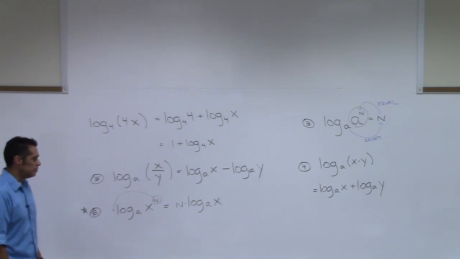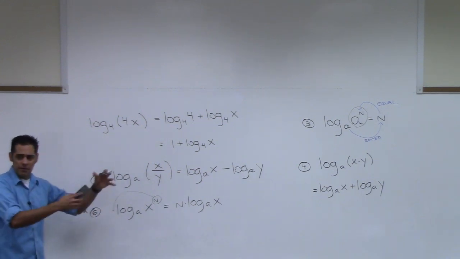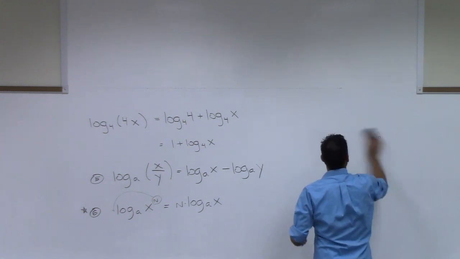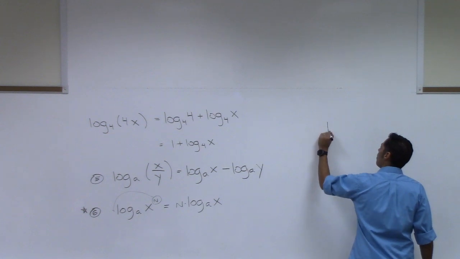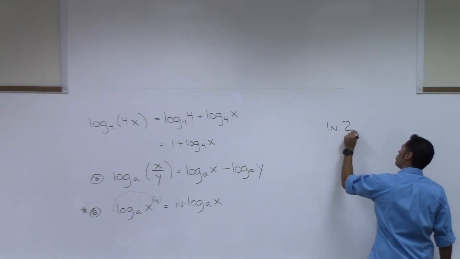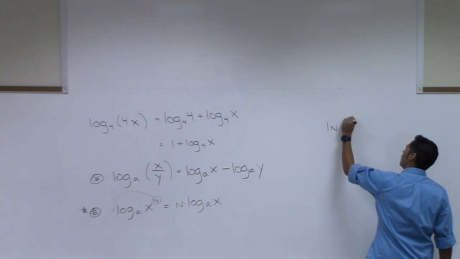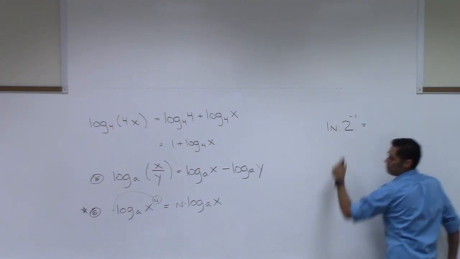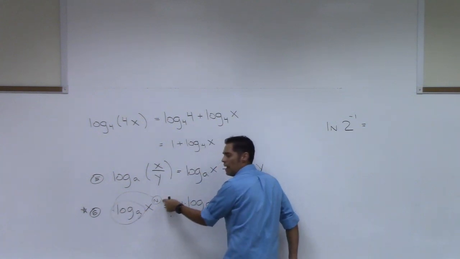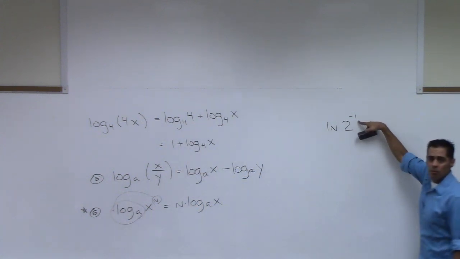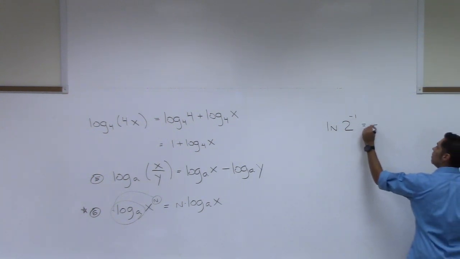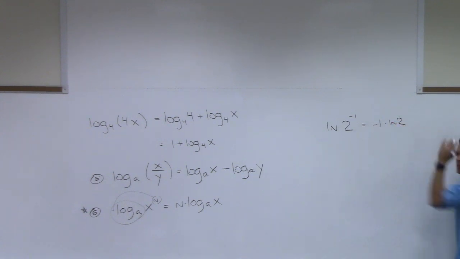I'd like to show you property 6 with a few examples. So using property 6, what would natural log of 2 to the negative 1, how could I rewrite that using property 6? Yeah, this is a log, right? So here's a log. Do we have something to a power? 2 to a power, right? What can I do with the power then? Yep, negative 1. Negative 1 times natural log of 2. That's it. That's that property in action.